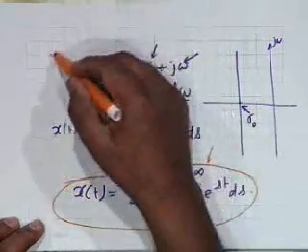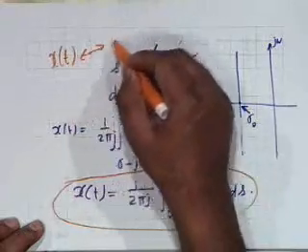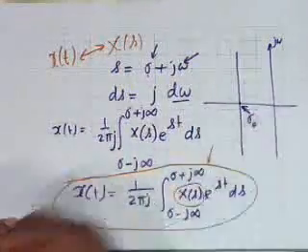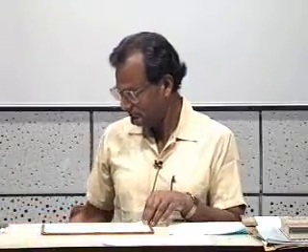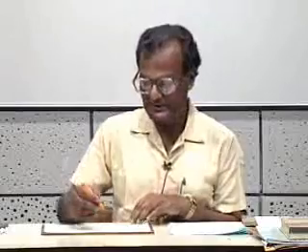In other words, the transformation from x of t to capital X of S is a two-way transformation. It is a one-to-one transformation. As I said, for rational functions, you do not have to utilize the integral. You can do with partial fraction expansion and inversion term by term.